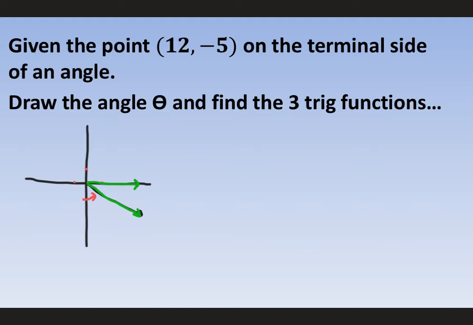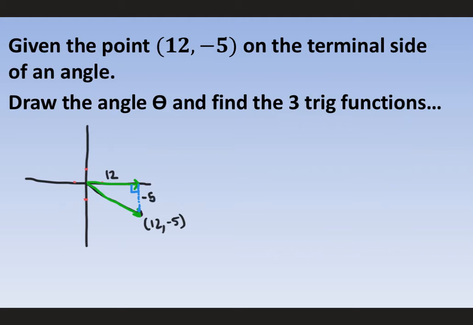Instead, I'm going to label that point that I drew as (12, -5), because I'm going to have to make a right triangle here. To make my right triangle, I'm going to extend this line back to the x-axis, and hopefully everyone can see this right triangle that just got made. The x value, the left-right movement here, is 12, and the y movement, the up-down movement, is -5.